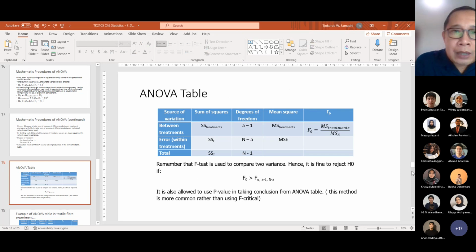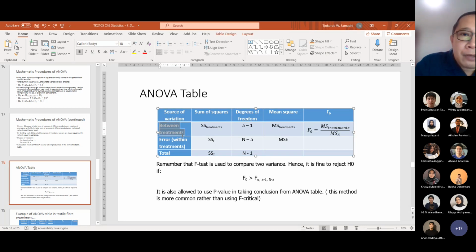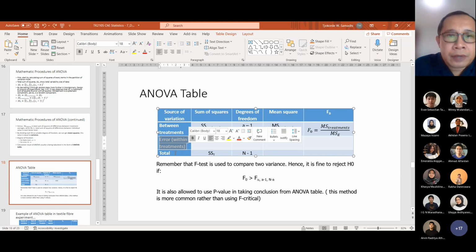Nah, apa yang kemudian kita lakukan? So what we do next is we formulate this so-called ANOVA table. Okay, this is the traditional way of presenting results of ANOVA analysis. ANOVA, by the way, sorry, I forgot, stands for analysis of variance. Okay, so the first column tells us the designation of source of variation. So we have between treatment variation or variation due to treatment level, and then random variation or errors within treatment variation, and total variation.